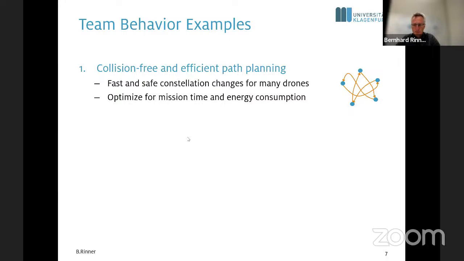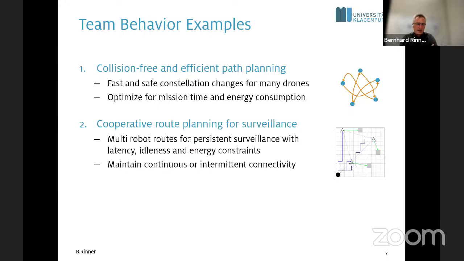You saw the video in the introduction, and now I present some details on how we can identify fast and safe constellation changes for many drones, and how we can achieve some optimization criteria like mission time and energy consumption. The second example is about route planning.